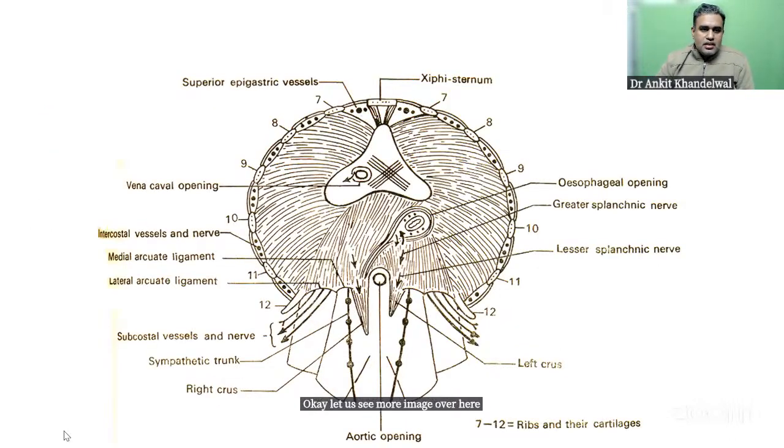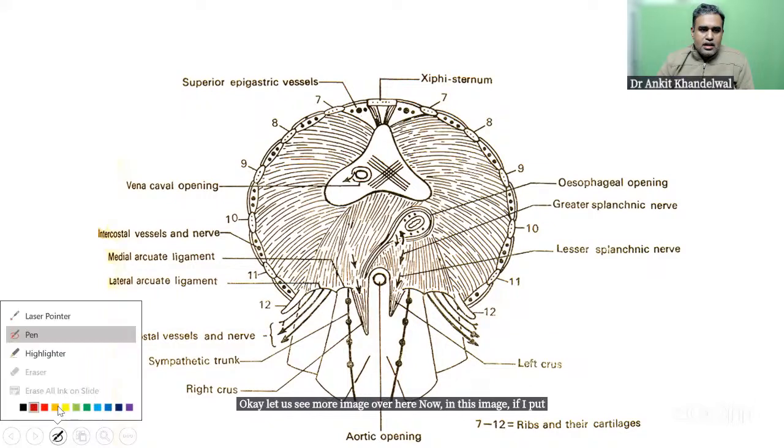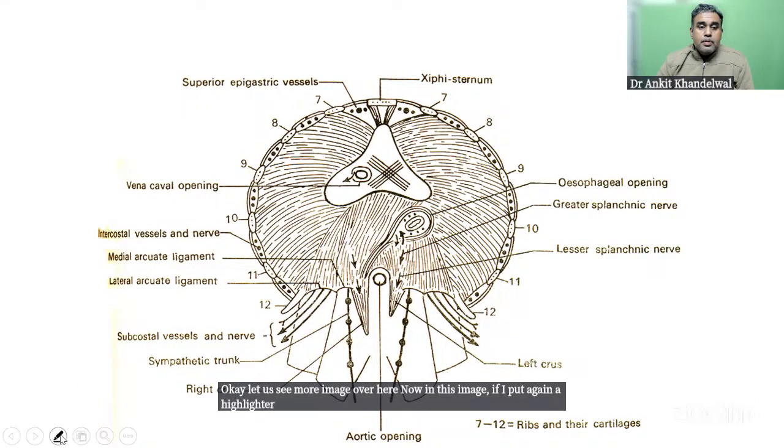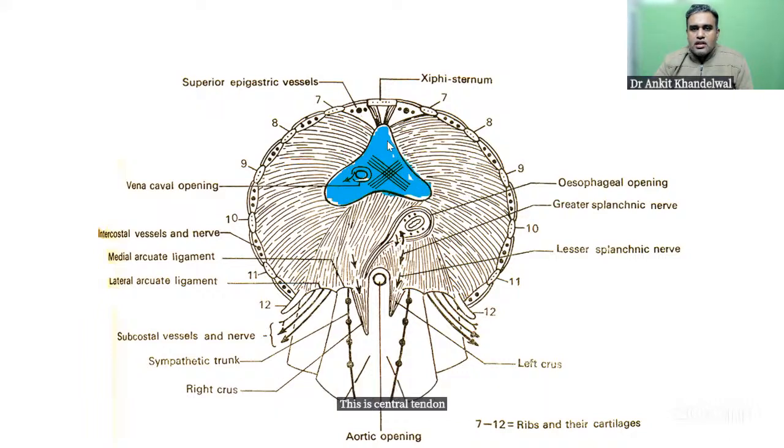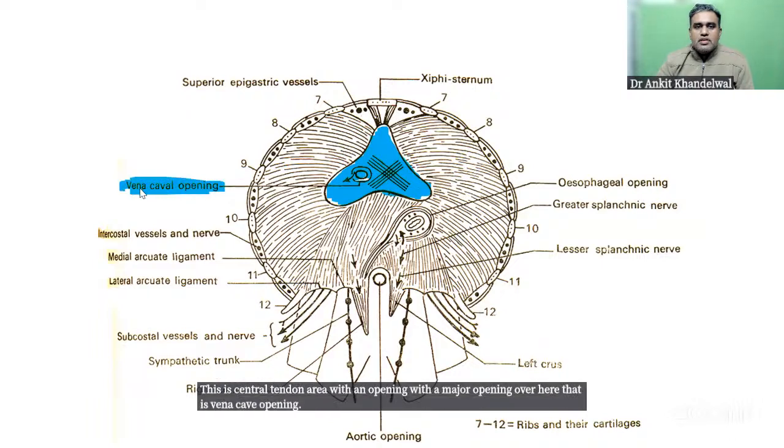Now in this image, if I put a highlighter with the blue color, this is the central tendon area. Agreed? This is the central tendon area with a major opening here, that is the vena cava opening. Now which vena cava will pass through it?